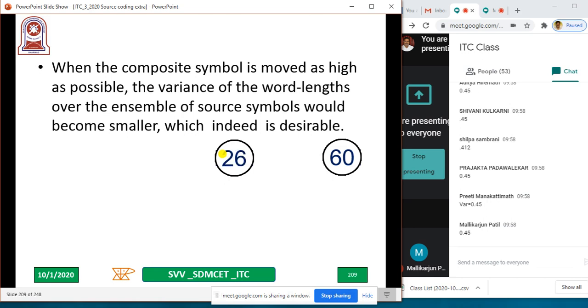So just read it once and we'll go to the next. We'll try to conclude today's class now.